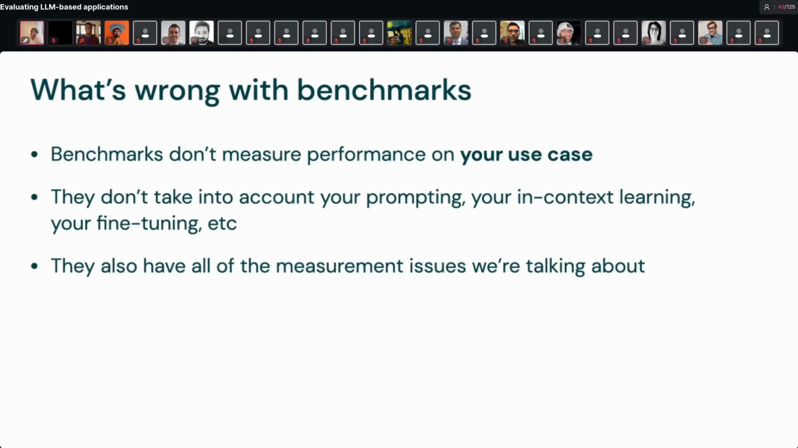A lot of these benchmarks aren't using modern chain of thought prompting techniques. They're often not using in-context learning, and they're definitely not using the prompting, in-context learning, or fine-tuning techniques that you're using in your application. And in addition to this, measurement of model performance is really hard in general, which we'll talk more about in the context of building your own evaluations. And the publicly available benchmarks, although they're very carefully thought out, still have all of the measurement issues we're going to talk about in a second.